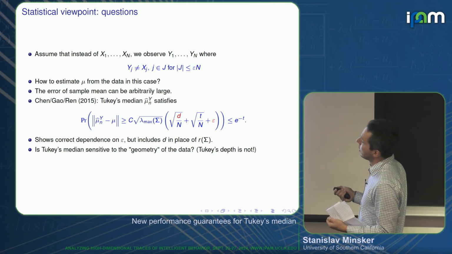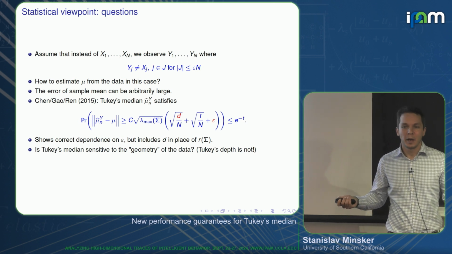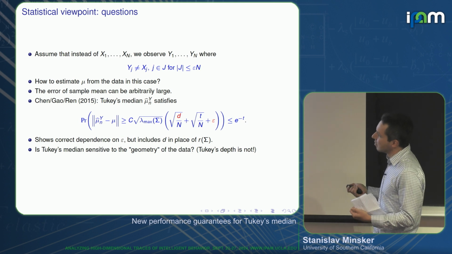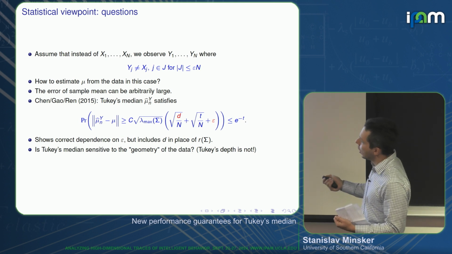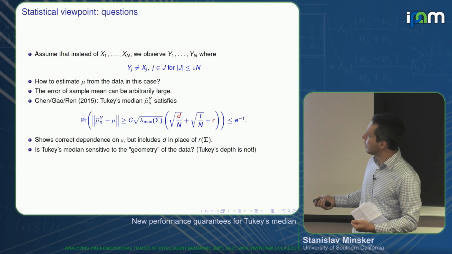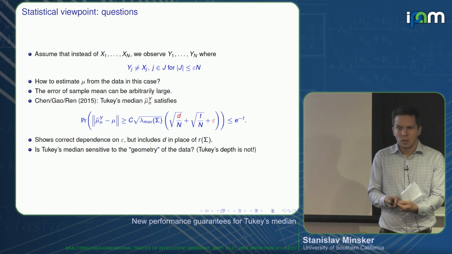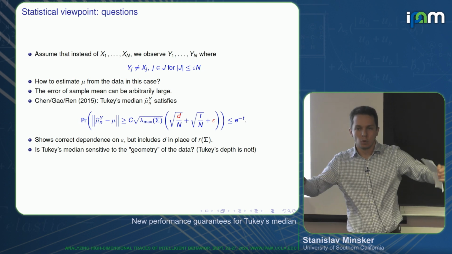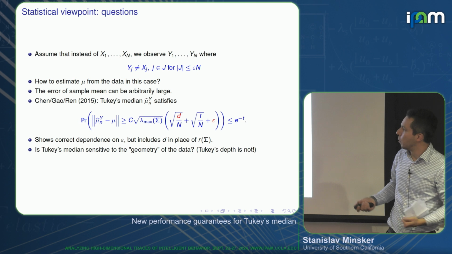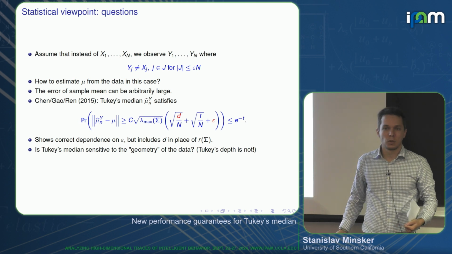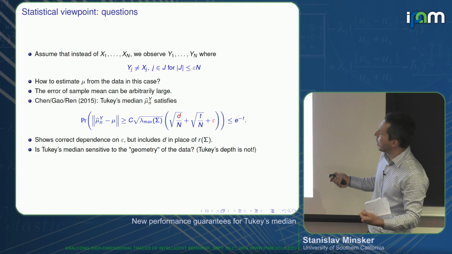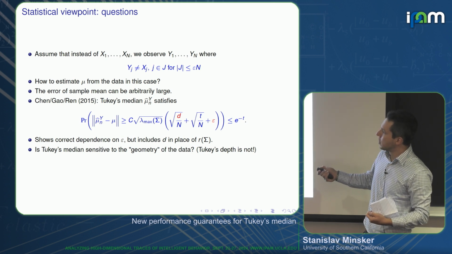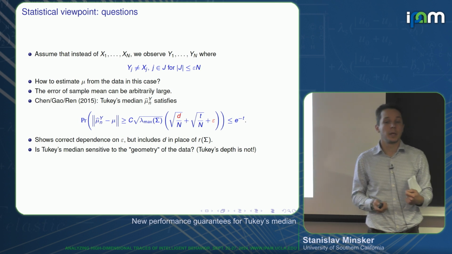So should we expect that Tukey's median will also respect the geometry of the data, or should we not expect it? Well, for once, Tukey's depth, due to its invariance, does not respect the geometry of the data, because I can shift my data without changing the depth. So if I talk about approximating the depth itself, then the error will necessarily depend on the dimension of the ambient space.